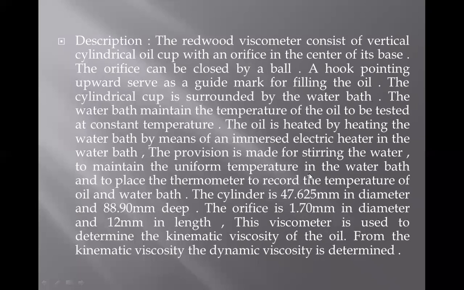Provision is made for stirring the water to maintain uniform temperature in the water bath, and to place the thermometer to record the temperature of the oil and water bath. The cylinder is 47.625 mm in diameter and 88.9 mm in depth. The orifice is 1.7 mm in diameter and 12 mm in length. This viscometer is used to determine the kinematic viscosity of oil. From the kinematic viscosity, the dynamic viscosity is determined.